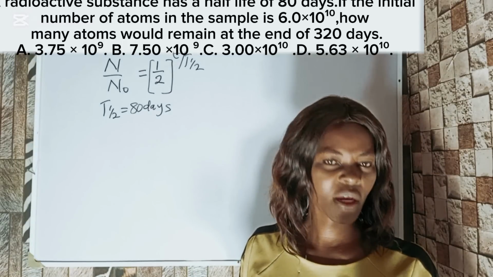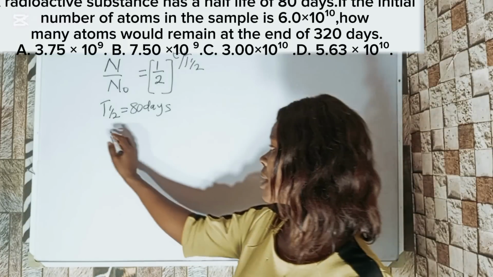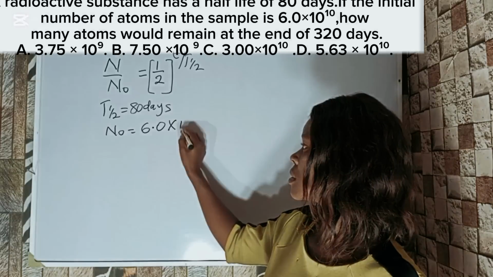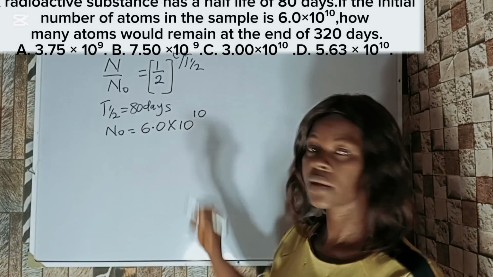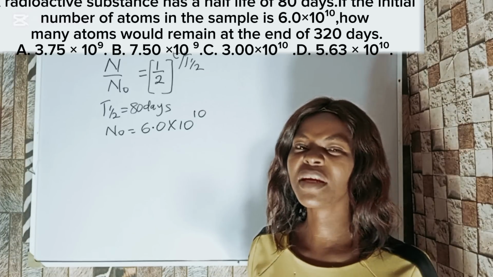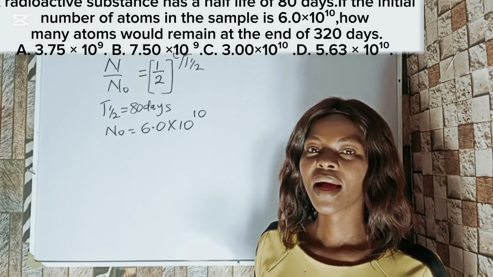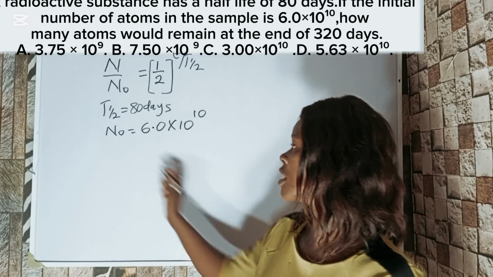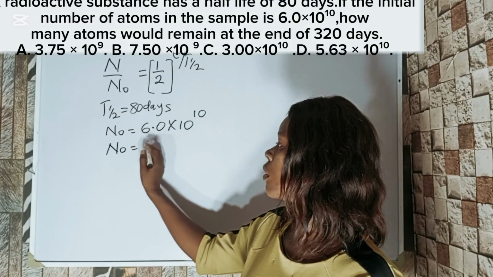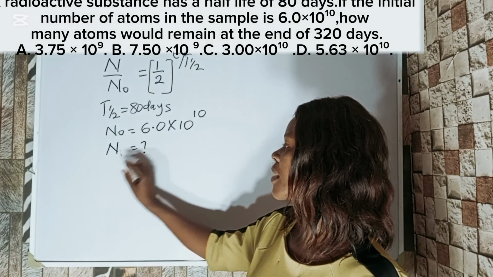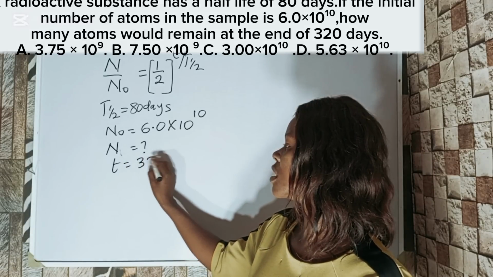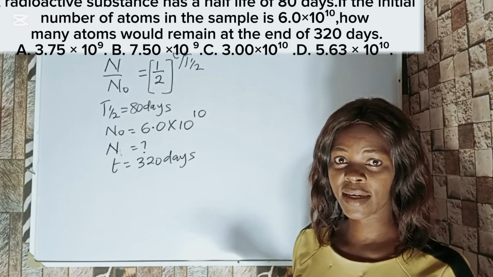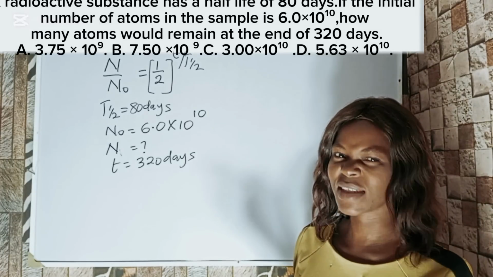The initial number of atoms in this element is my N naught, 6.0 times 10 raised to the power of 10, right? And the question says, how many atoms will remain after 320 days? So I'm looking for N, that is after decay. I'm looking for N, and we're given time to be 320 days. Now for us to get the N, we are going to put it into what we have. Let's see if the answer will come out.